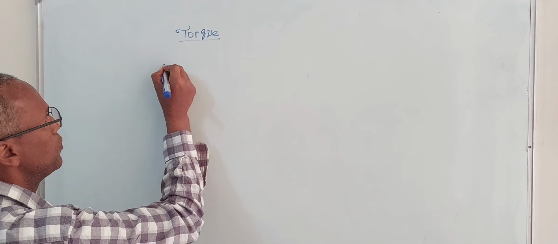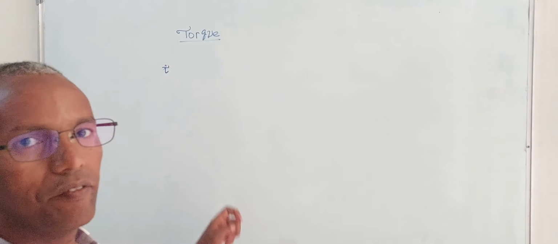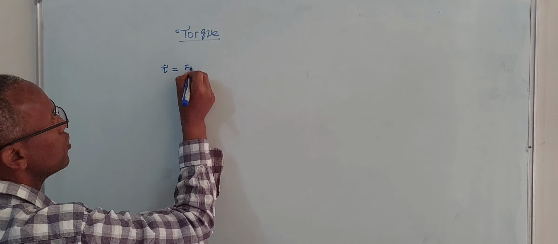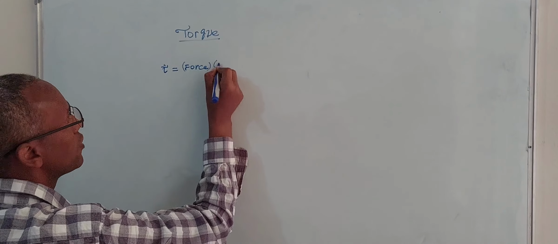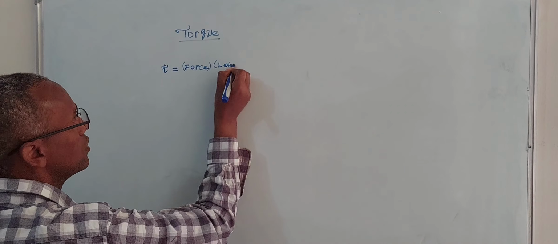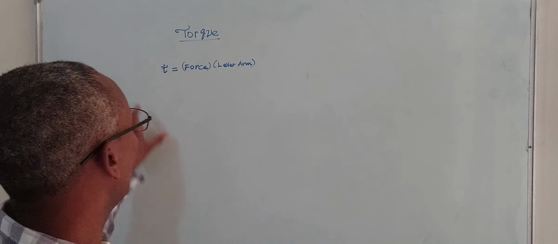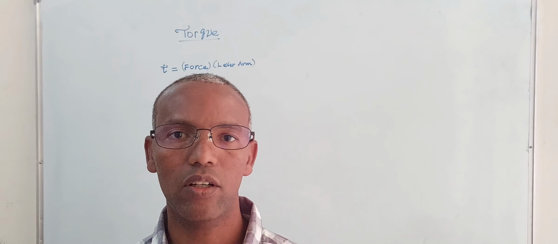Then we have a hat, which indicates that it is a vector quantity, which is equal to force multiplied by the lever arm, right? Lever arm. So that is how you need to calculate the torque.